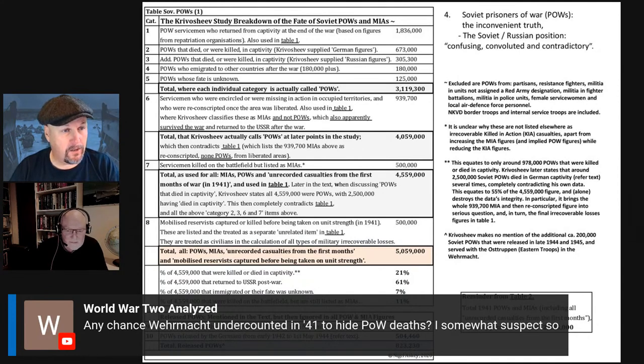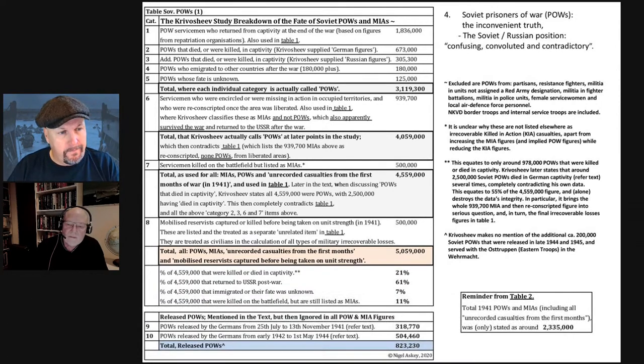We just got a question from World War II Analyze about any chance the Wehrmacht undercounted in '41 to hide Soviet POW deaths. During the war, I don't know. To be honest, it's possible. Yeah, I don't know the answer to that. Whether they deliberately undercounted POWs to hide it, I don't think they cared, to be honest. I don't think it would have been on their horizon. Maybe later on in post-war accounts, maybe.